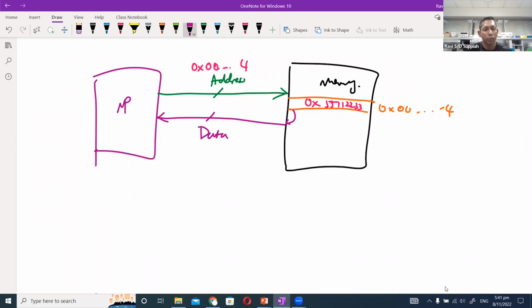Now the whole idea of cache is, instead of always having to go out to the memory to get this information, why don't I keep some copy of this internally here, so that instead of going out every time, I can try to just do a read and write within the internal space. So that is the idea of the cache.